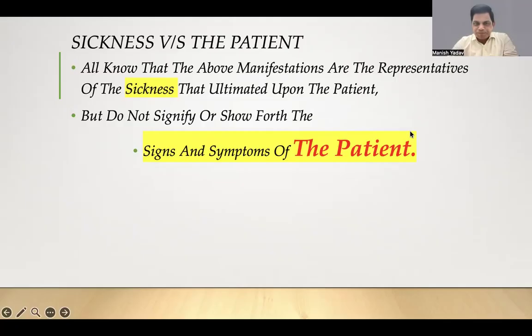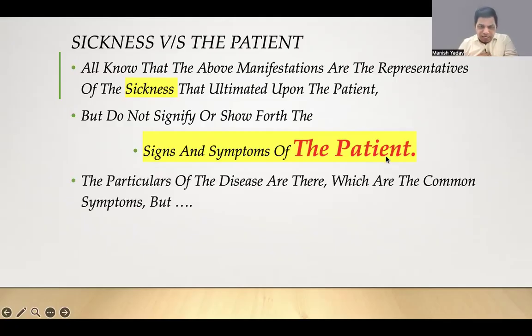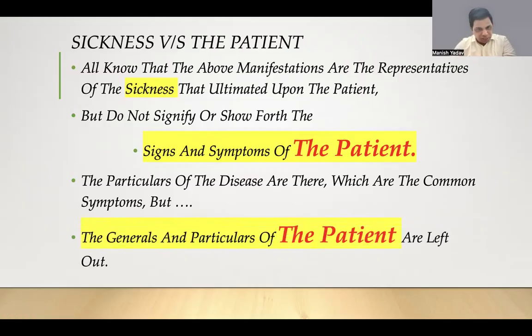Let's understand this. The particulars of disease are there, which are common symptoms, but the generals and particulars of the patient are left out. So in a hierarchy of understanding, the generals and particulars of the patient are the most important aspect to prescribe. That's what Kent says, and I 100% agree with this. Because as long as we are prescribing on the local symptom only, you repertorize, you do whatever you want to do, you are only palliating or comforting or giving little ease. That's it. The ideal cure that you want, the transformation that you want, is not going to happen.